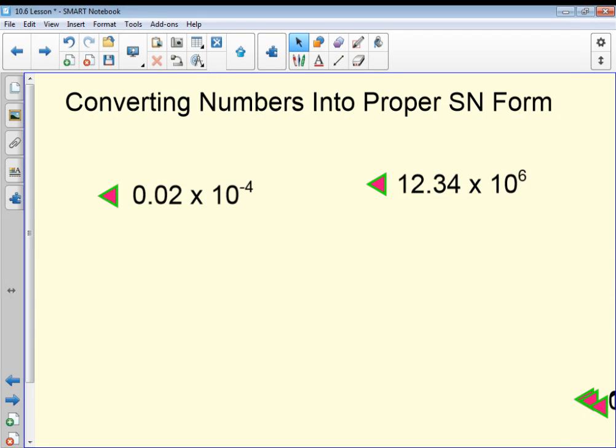Okay, so I want you to go ahead, pause your video. If you're not comfortable with doing it on your own, then just watch as I go through these. Otherwise, pause your video, try these 2 out, and then restart your video to check yourself.